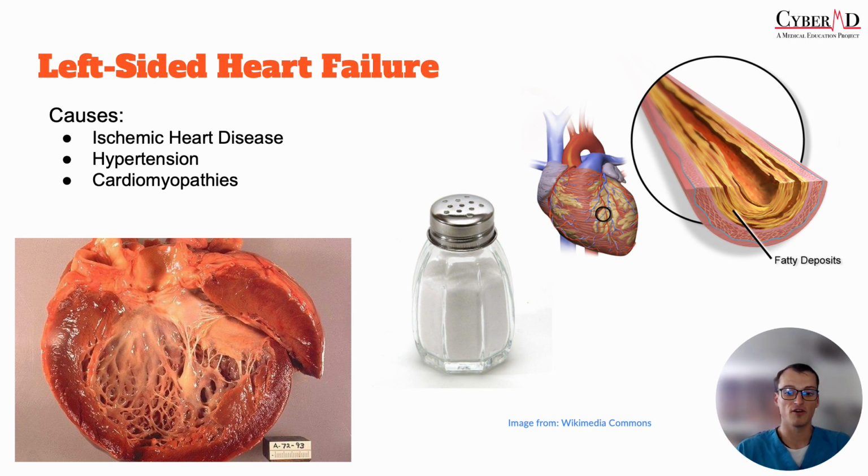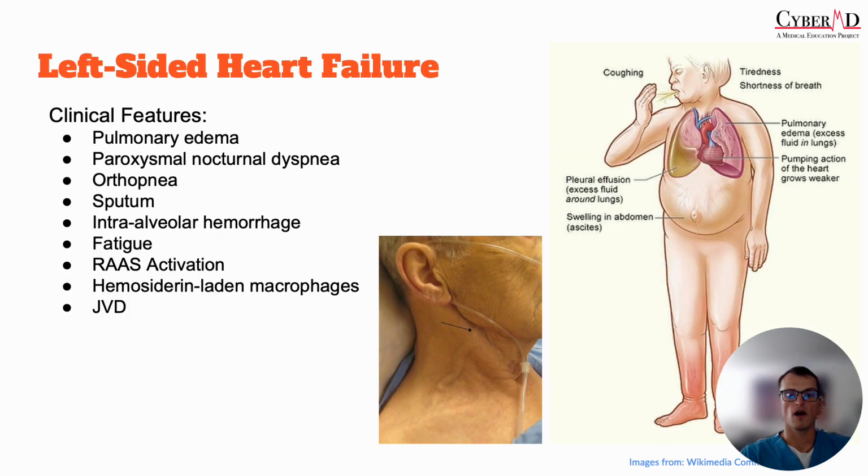On the other side, though, you can get a restrictive cardiomyopathy, and that's often going to be due to an infiltrative disease such as amyloidosis or sarcoidosis, and that's going to also result in a stiff ventricle that restricts the proper filling during diastole, like I talked about earlier with regards to heart failure with preserved ejection fraction.